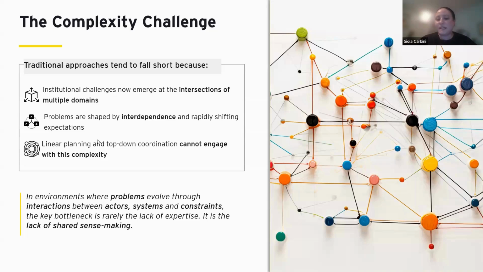And this pattern is that institutional challenges increasingly emerge at the intersection of different domains. They are shaped by interdependence on one side, they are shaped by overlapping mandates sometimes, and they are shaped by shifting expectations. These expectations from the outside world shift very, very abruptly sometimes.